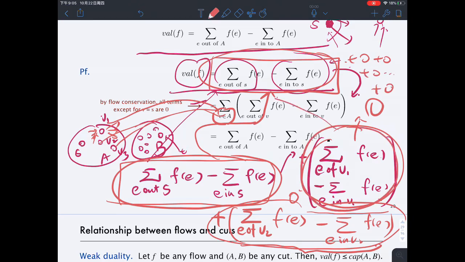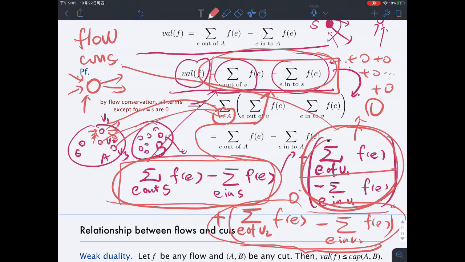The reason this is 0 is really just the flow conservation condition. The conservation condition says that for any node that is neither S nor T, the amount of flow going in has to be the same as the amount of flow going out. That's the reason the second equality holds.